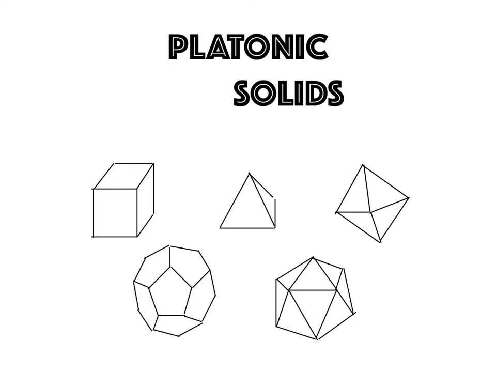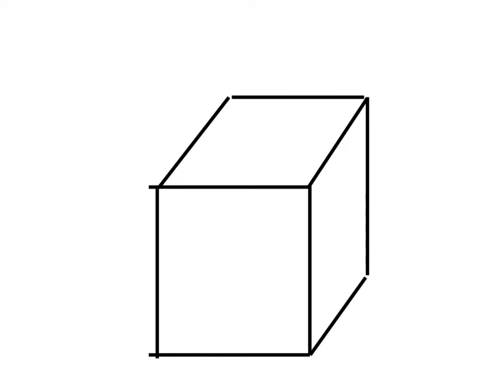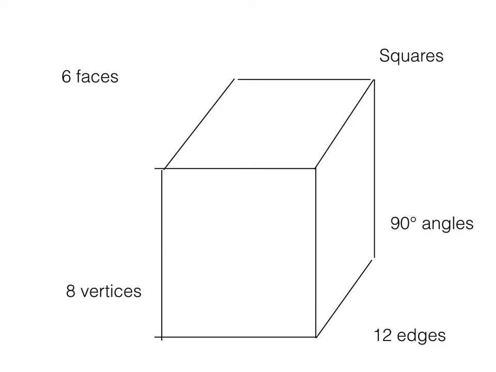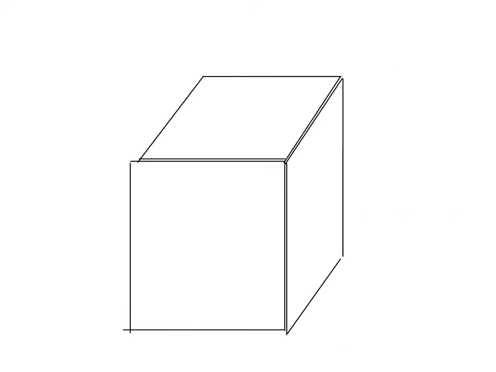First we'll be focusing on the cube, whose faces are squares. It has 6 of these faces. All of these have 90-degree angles. It has 8 vertices, which are the corners, 12 edges, which are the sides, and it stands for the earth.